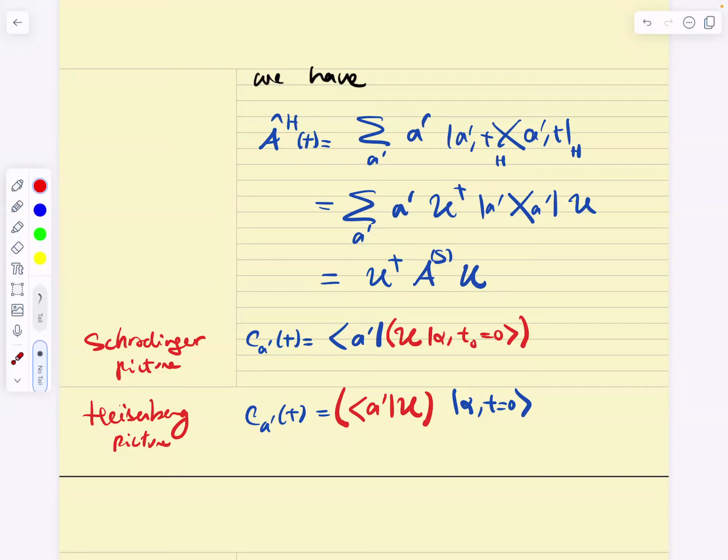This is called a transition amplitude. It's pretty self-descriptive. You transition from some ket alpha at time equals 0 to some ket A prime at some later time. It doesn't even have to be these, it could be some ket psi to some ket phi. If you take the absolute value squared, that's the probability for that transition.